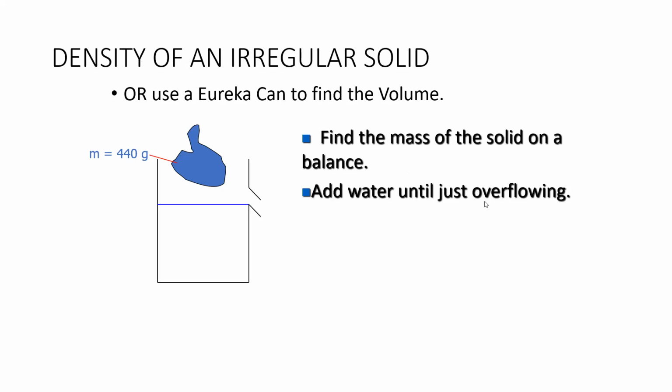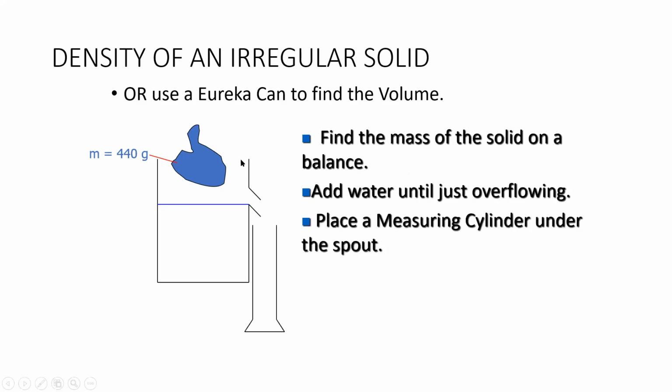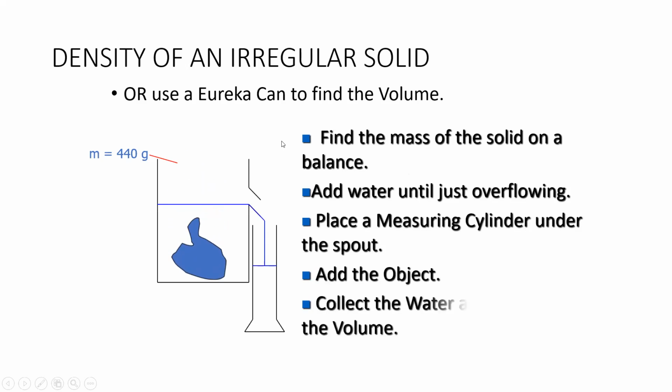Then we add water until it just overflows, and then we add the object. Place a measuring cylinder under the spout, and when you add the object, the water will transfer into the measuring cylinder. Collect the water and read off the volume. Basically, the volume of water which we collect is the same as the volume of the object, because the object will displace the same amount of liquid. So we'll read the volume of the liquid which is displaced.